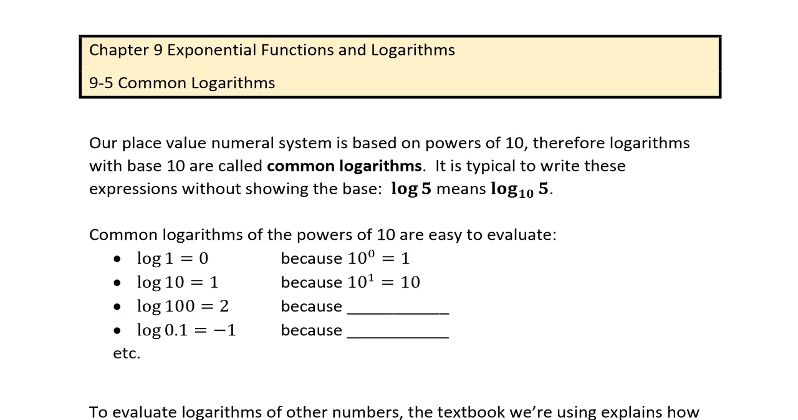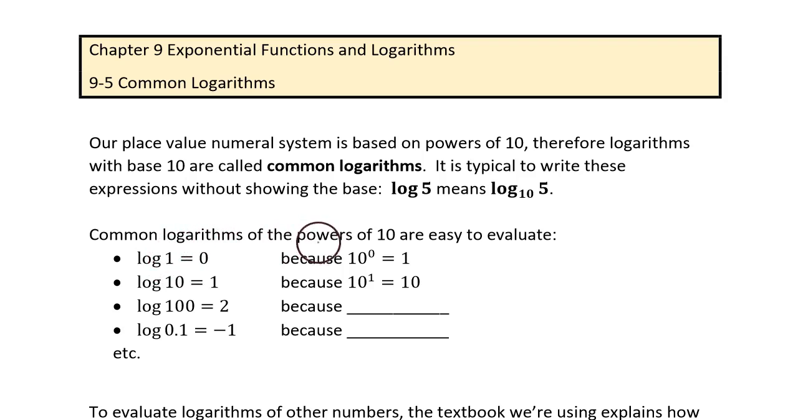This video is for section 9-5 about common logarithms. Our place value number system is based on powers of 10. Therefore, logarithms that have base 10 are called common logarithms, and they're the most used type of logarithms in science or finance applications. It is typical to write these expressions without showing the base. So just writing log 5 means log base 10 of 5.